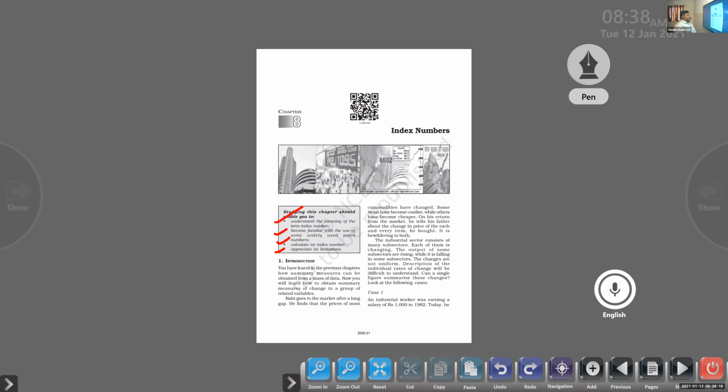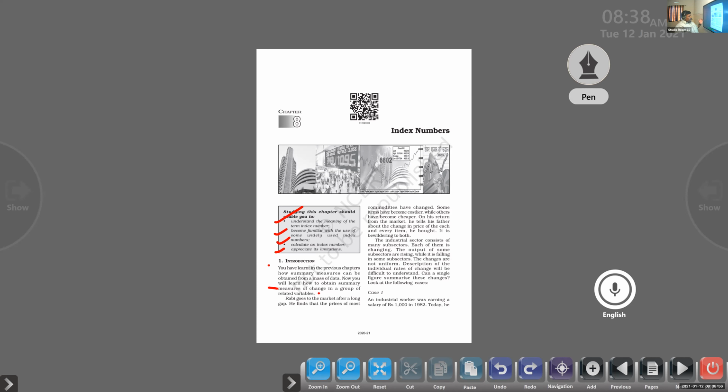Next, we are moving directly to the introduction of this chapter. You have learned in the previous chapters how summary measures can be obtained from a mass of data. We discussed that, right? Summary data from a mass of data like arithmetic mean, median, mode, correlation, like that. We created it. Now we will learn how to obtain summary measures of change in a group of related variables. Now it is just the opposite of that.